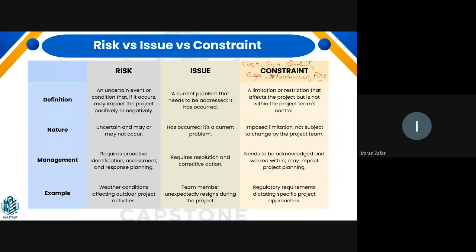If you have resource-related constraints, maybe you cannot deliver on time. You cannot deliver the required amount of quality. So this is what constraint is all about. So just to remember, risk is something that can happen, and if it happens, it can impact your project positively or negatively. Issue is something that has already happened, something bad has happened, and you now need to deal with it in a reactive manner.